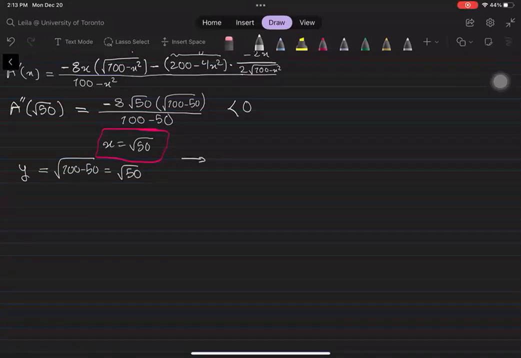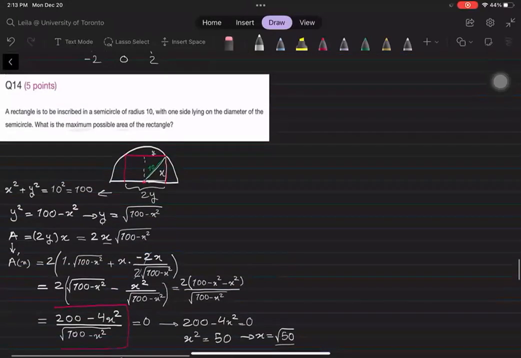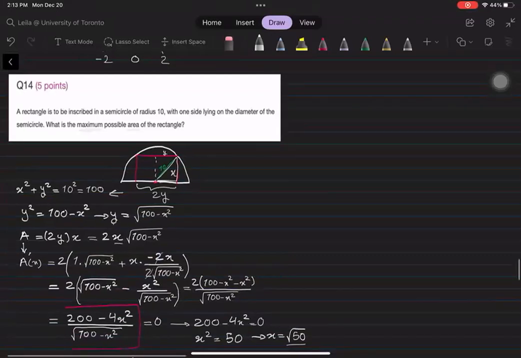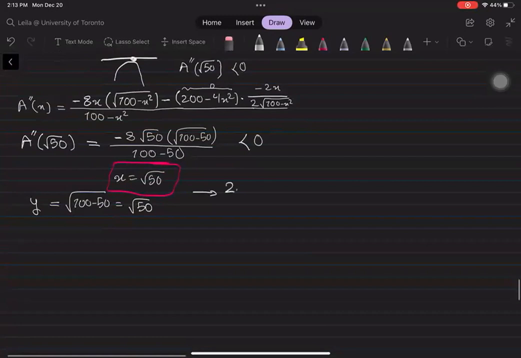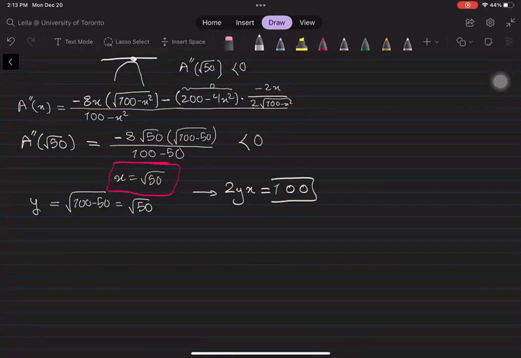And then so your area, remember that you had here, it's 2yx. So you have 2yx, which is going to be 2. Oh, sorry, 100. Yeah, so your largest area is 100.